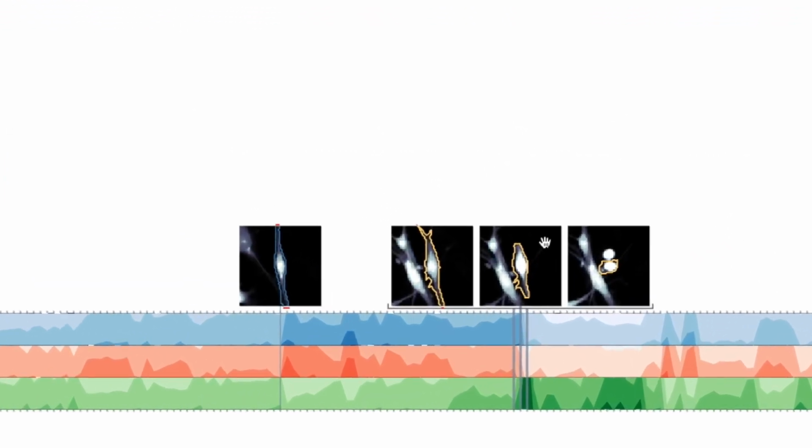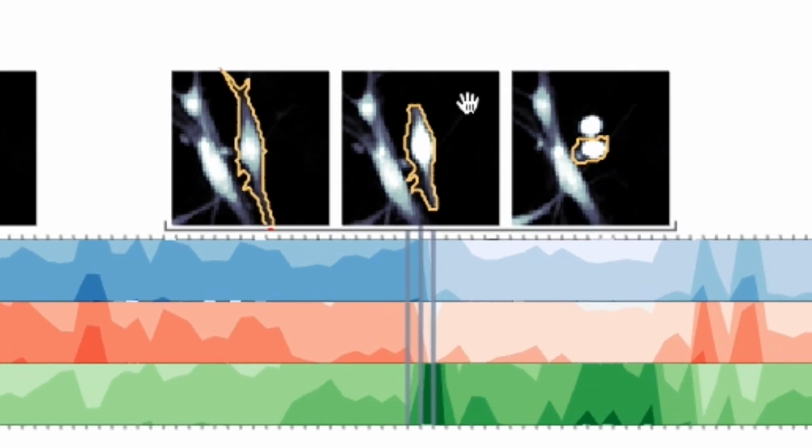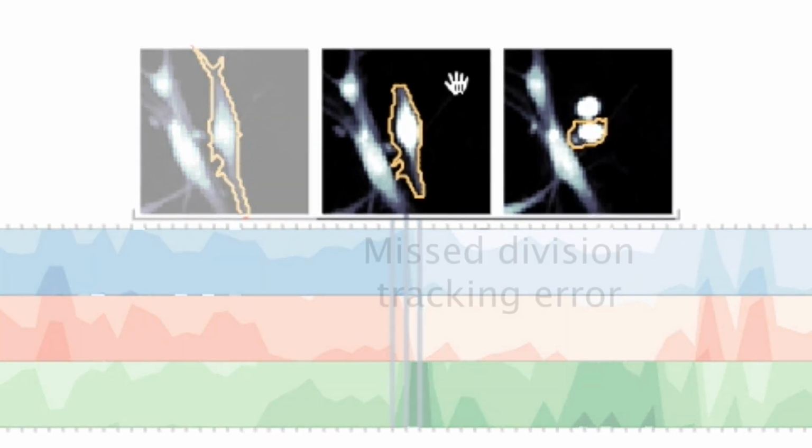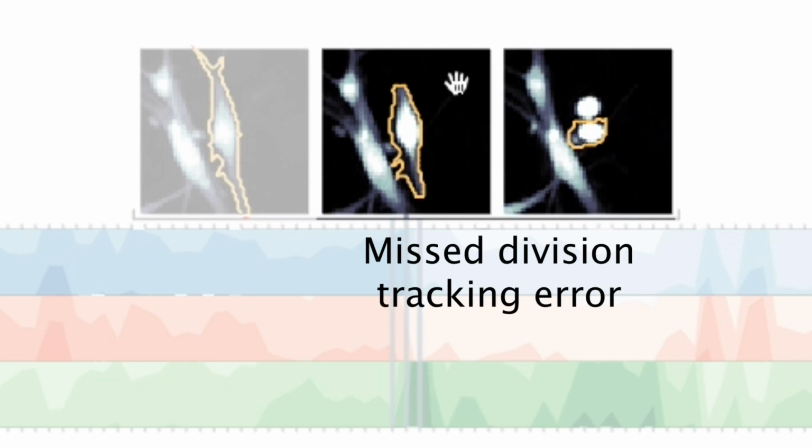In this case, the images reveal a missed division. The cell snippets show that the cell divided, but only one of the daughter cells is tracked.